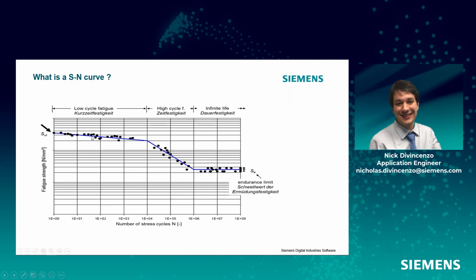So another way of looking at it, this is where we've got all of these different data points in black here, and then we basically take a linear regression between all of the points and we get the SN curve for the coupon and the material that that coupon was made from.